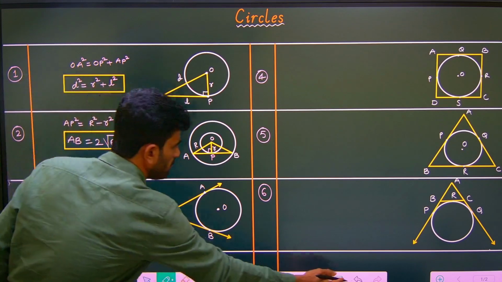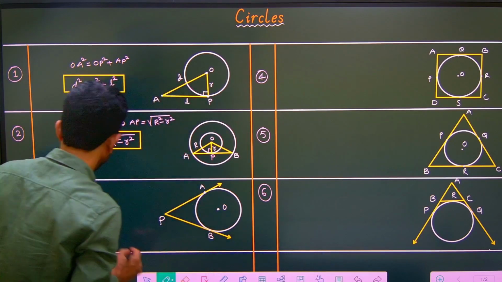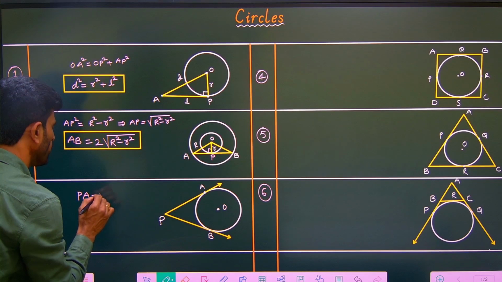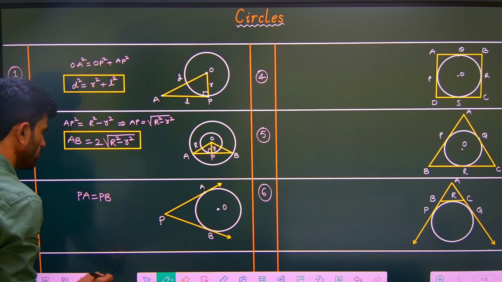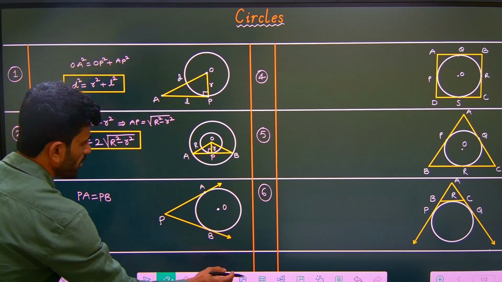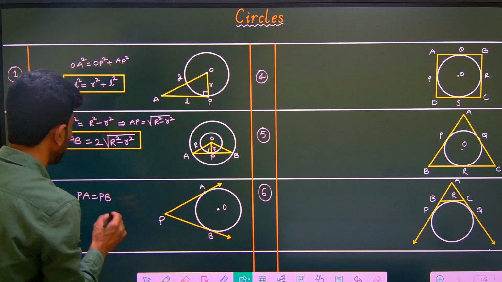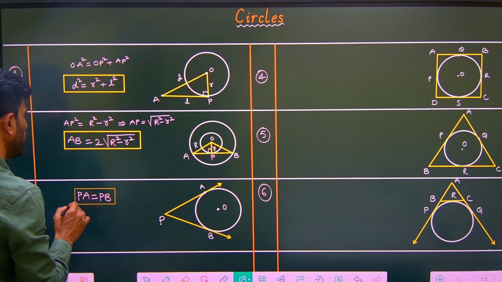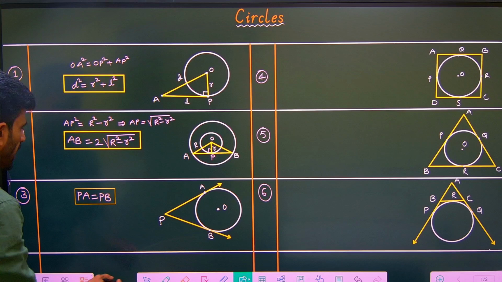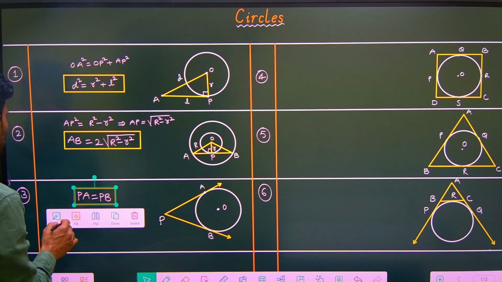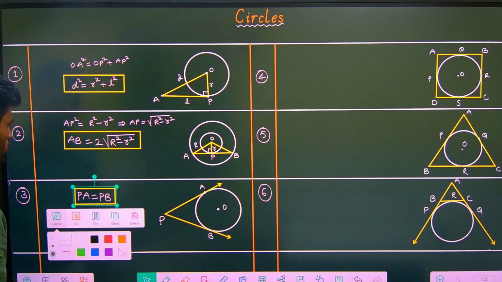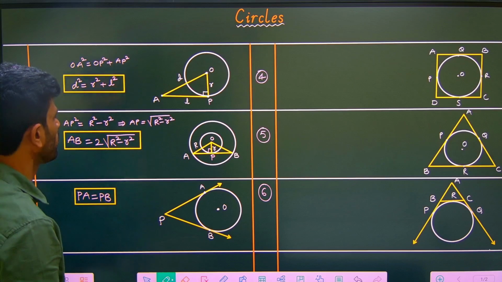Actually this is the theorem. You have to prove that the lengths of tangents drawn from an external point to the circle are equal, and you remember, if two tangents are drawn from an external point, then the lengths of tangents drawn from an external point to the circle are equal. So you can remember this also as a formula.